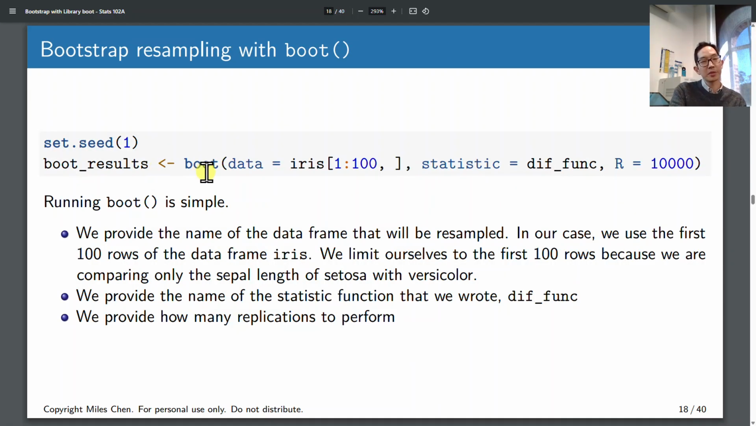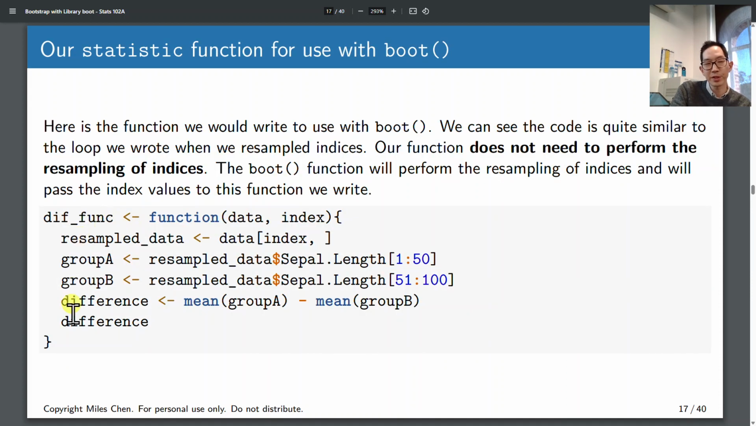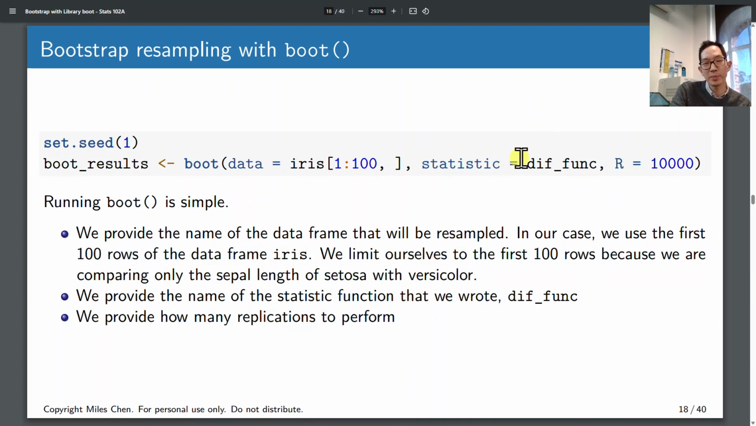Then running boot works like this. I call boot, and the data I'm going to use are the setosa and versicolor observations, so I just take the first 100 rows in iris. Then I calculate the statistic using the difference function, the one I just wrote, which is the statistic function. And then I say to do 10,000 of these replicates.